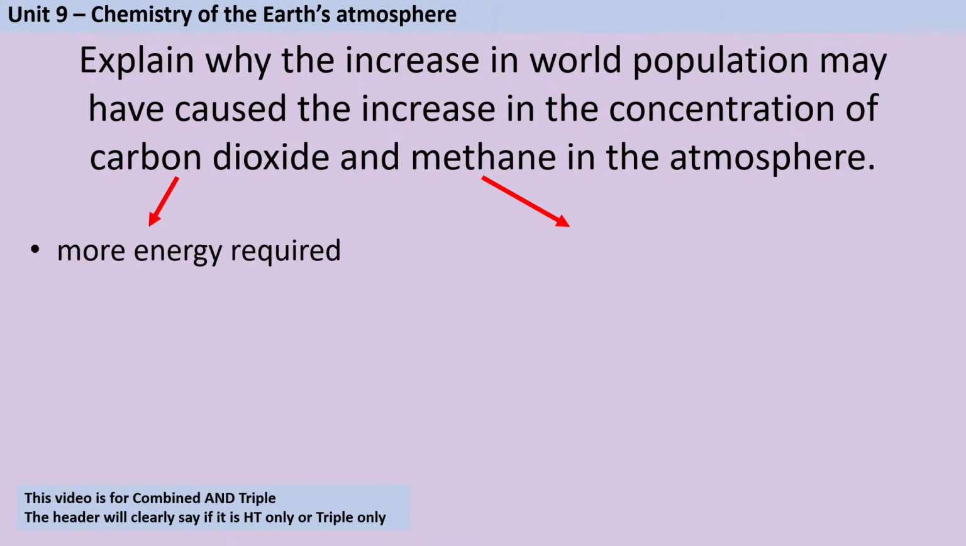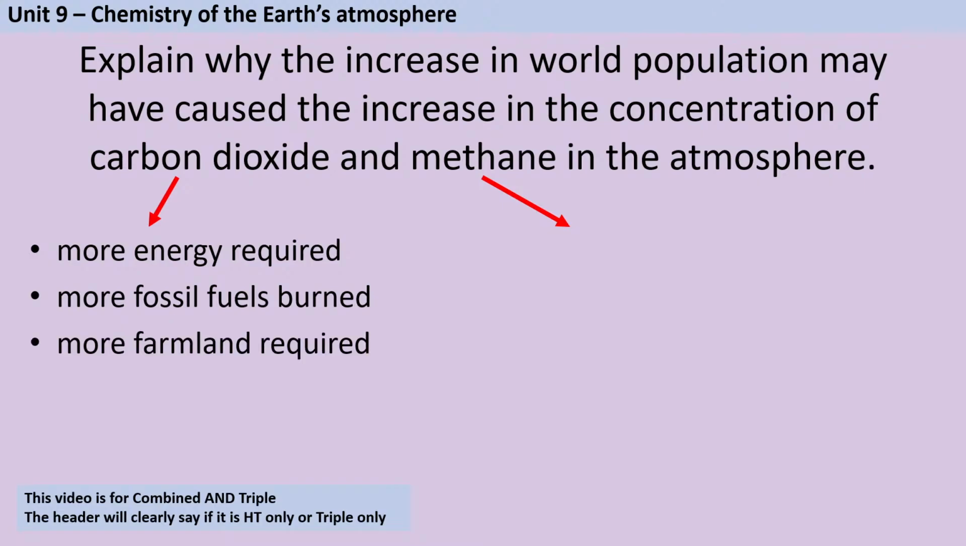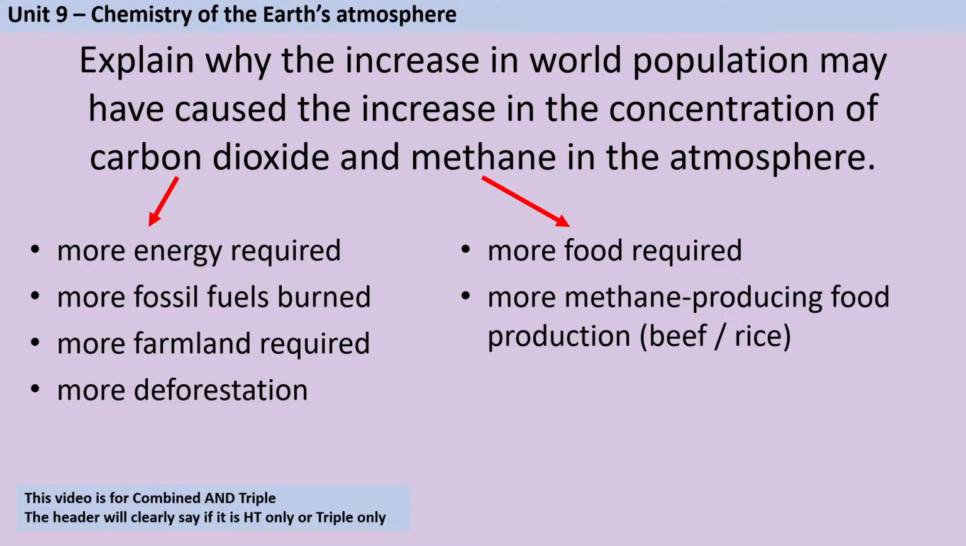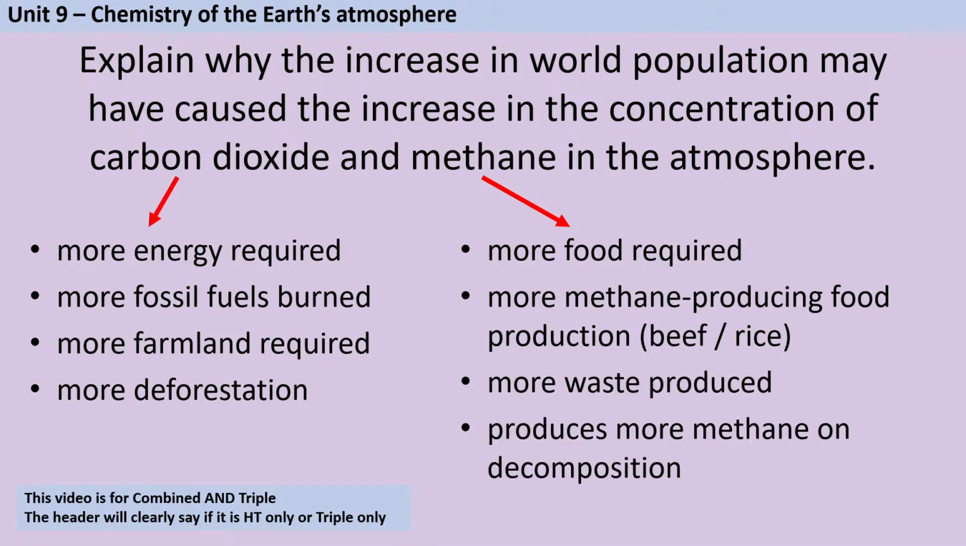So we want to talk about the fact that all those people need more energy, so they burn more fossil fuels, and they need more farmland, so they do more deforestation. And then in terms of the methane, bigger world population means more food, which I guess is kind of linked to more respiration. So you're going to have more beef farming, more rice farming, and also we're going to have more waste produced, and as that decomposes, then we're going to have more methane being produced as well.